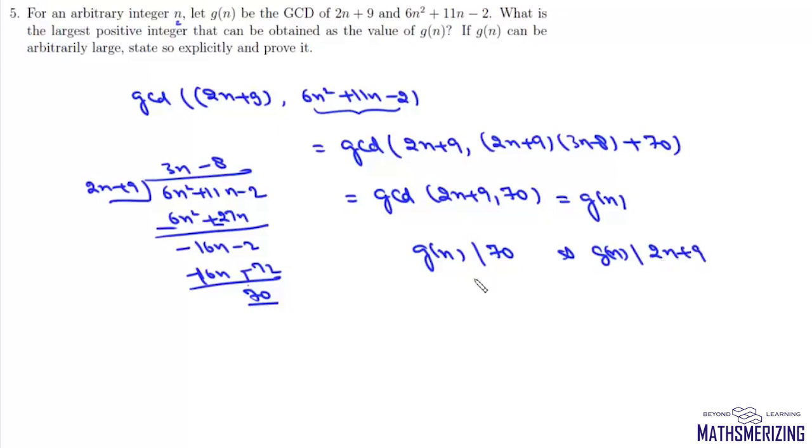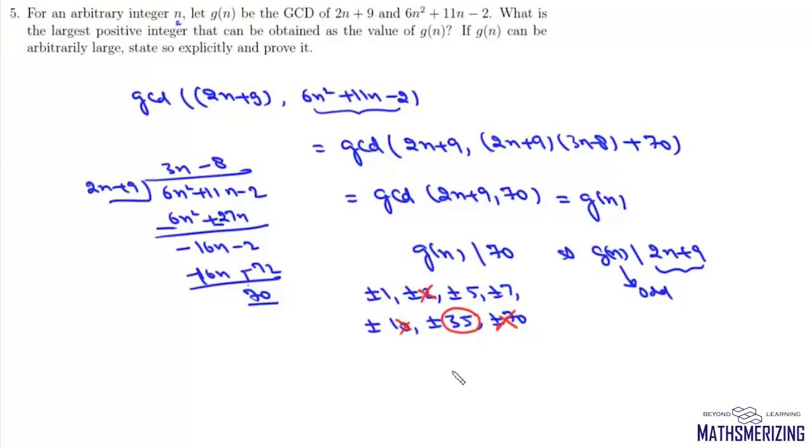Now if Gn divides 70, then Gn can be plus minus 1, plus minus 2, plus minus 5, plus minus 7, plus minus 10, plus minus 35 and plus minus 70. But Gn also divides 2n plus 9. That means Gn must be an odd number. So Gn cannot take even values. It can take only odd values. So the largest possible value of Gn is 35.